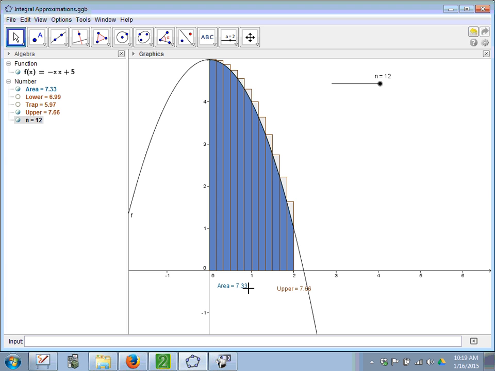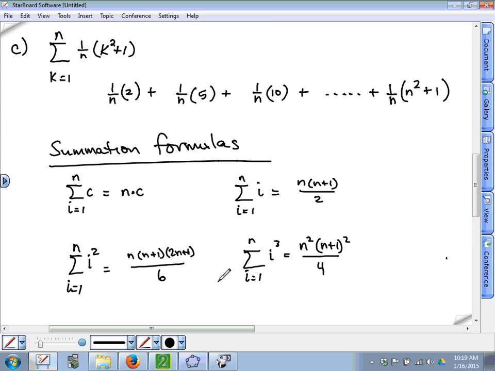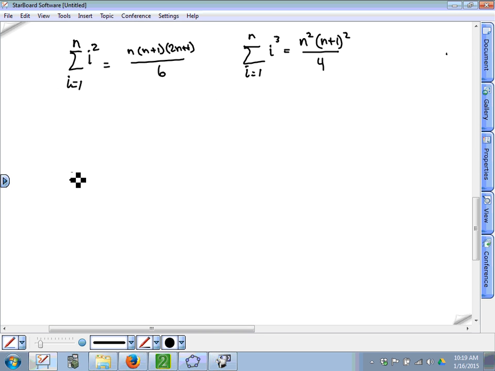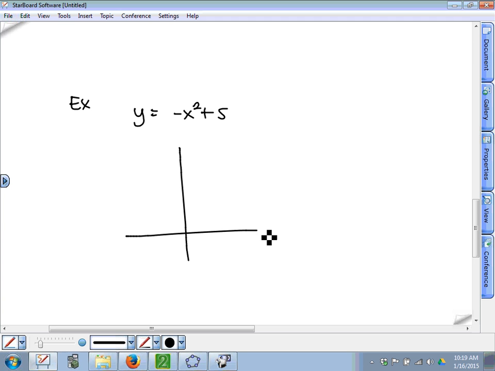Okay. So I want you guys to try your best to draw this on your notes. The function is y equals negative x squared plus 5. That means it's an upside down parabola whose vertex is at 5. So it kind of looks like this.